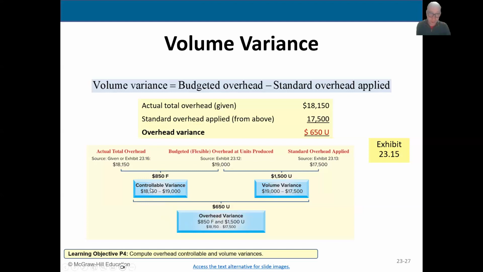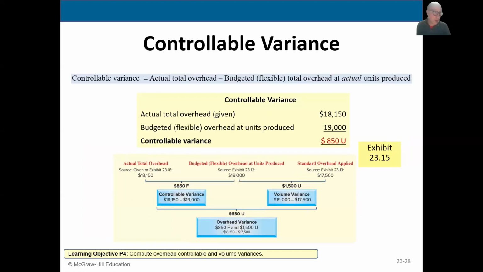Take controllable variance minus the volume variance gives us the overhead variance. All right. Controllable variance, how is that calculated? Take the actual minus the standard times the actual units. Actual minus the standard gives us the controllable variance.